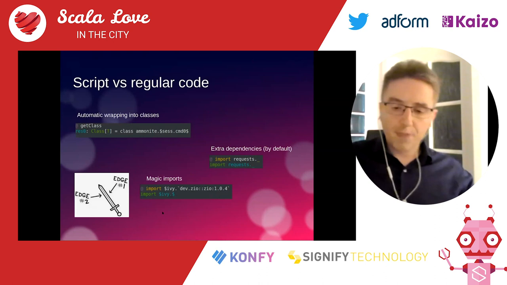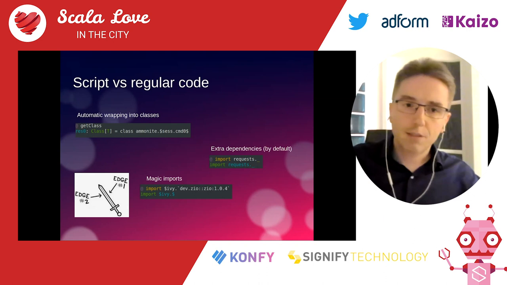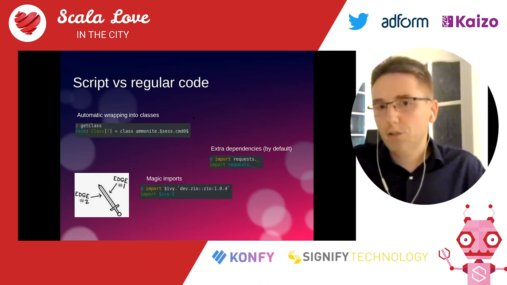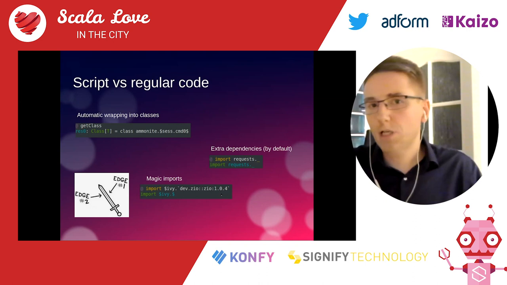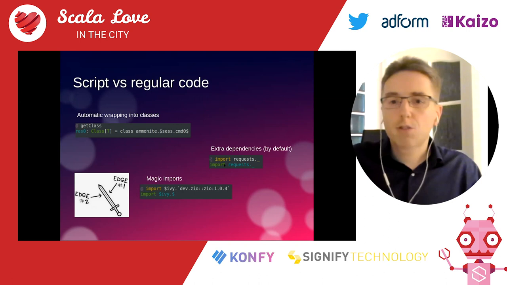The other thing in Scala scripting is that scripts are not regular Scala. On one hand, this is a nice thing because you don't need to provide all the boilerplate. The REPL does it for you. You just write your code and it is automatically wrapped into classes. You have magic imports in Ammonite that let you import whatever library you fancy. And some of the libraries are also shipped with Ammonite by default. So you simply import it. But this is a double-edged sword.